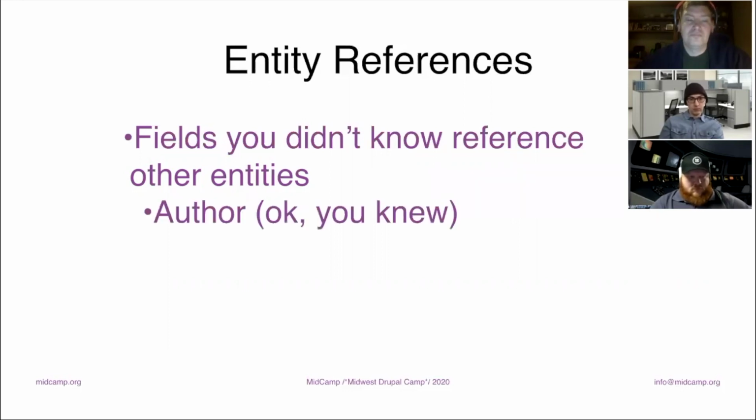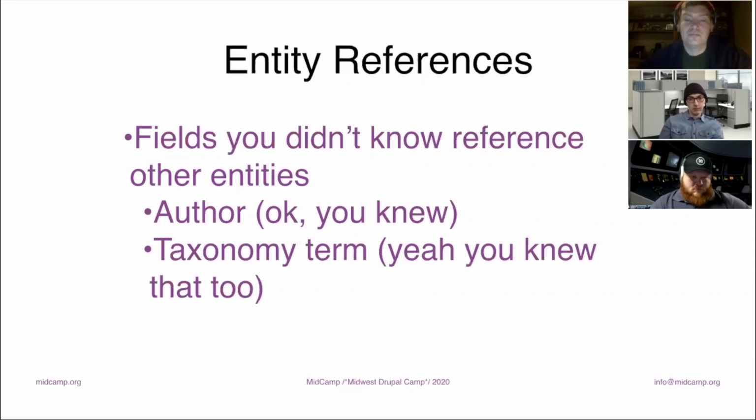So obviously, we have an author field in the case of things like nodes, and I'm sure that you knew that was an entity reference. We also have taxonomy terms, and those are obviously references too. But did you know that every taxonomy term has a parent? And so if it's a hierarchical taxonomy vocabulary, when you're looking at one term, you could actually be looking at a reference to many different terms up the stream.